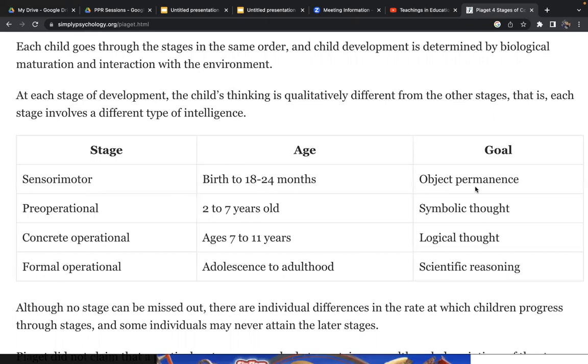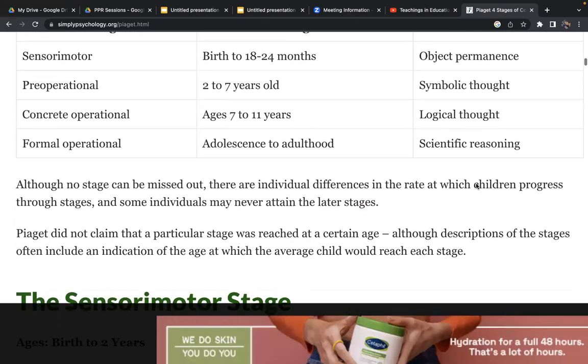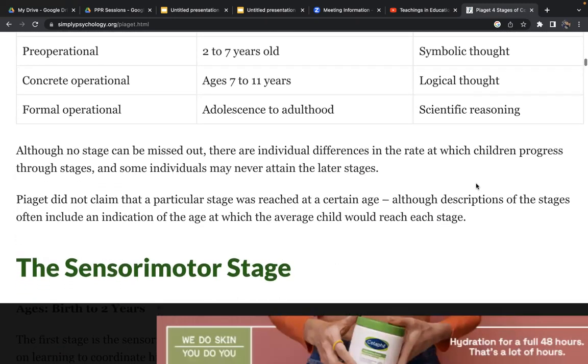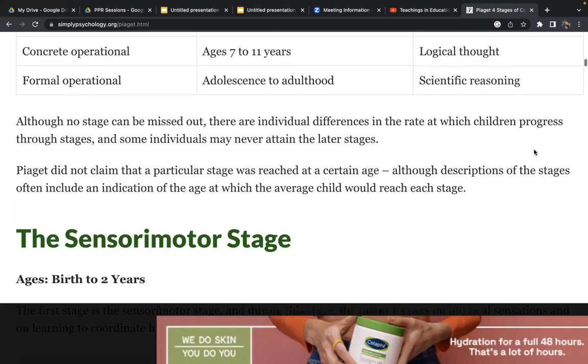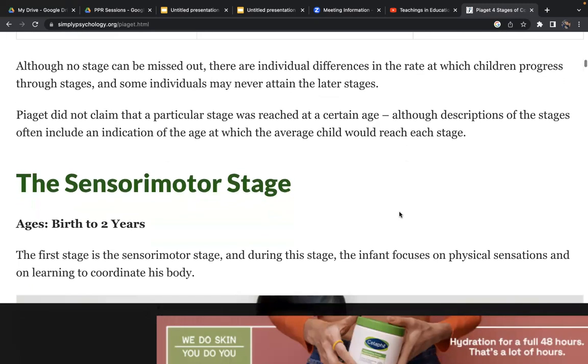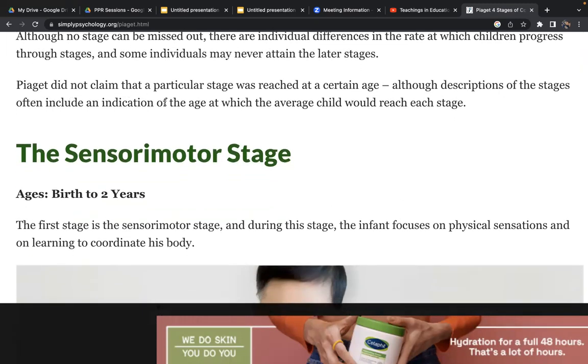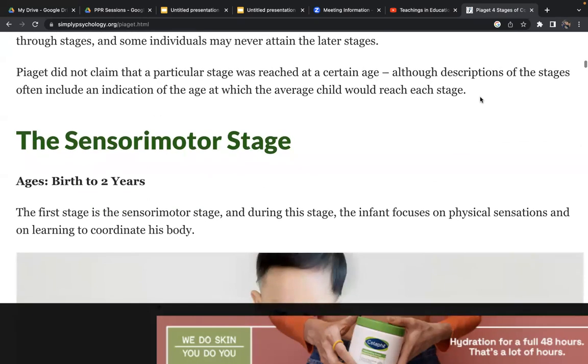And this will explain how we need to help the students as they go through these different stages. Although no stage can be missed out, there are individual differences in the way in which children progress through these stages. Piaget did not claim that any particular stage was reached by a certain age, although descriptions of ages often include an indication of the age at which the average child should reach that stage.